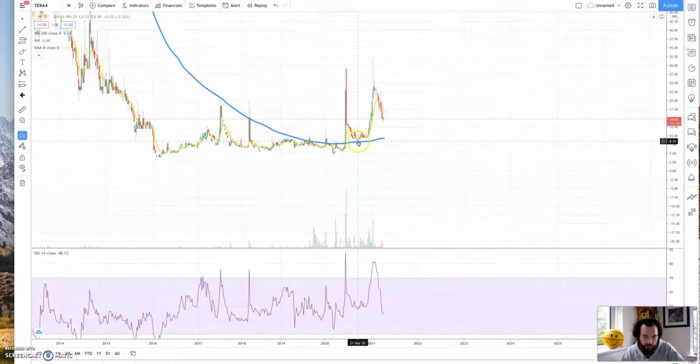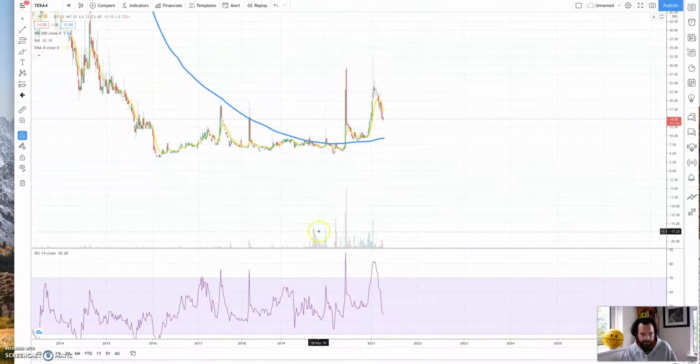It became support as opposed to resistance whenever you're beneath it. It didn't fall below it, held the support, and then it moved up again, and it broke that sort of high up to about 32, and it's since had a major pullback.